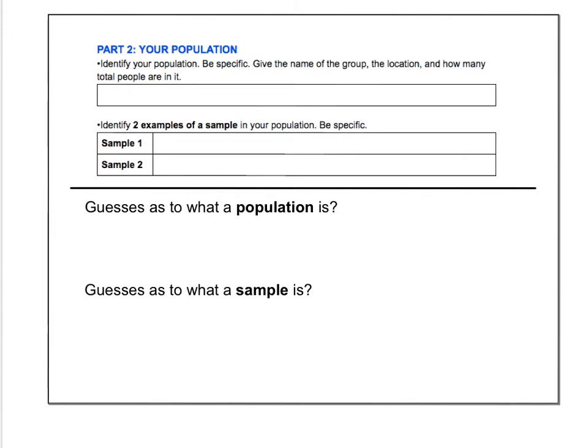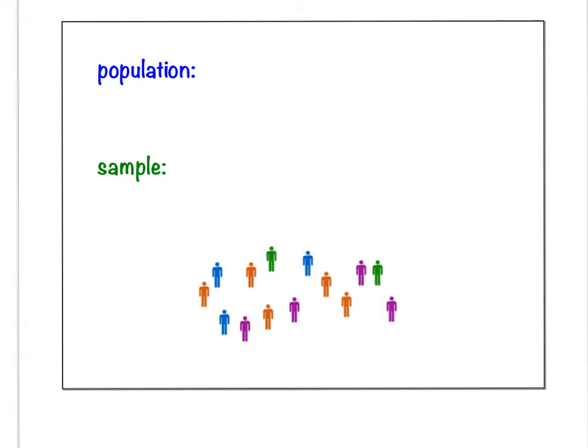If you looked ahead to the next part of your project, you'll notice that it says identify your population and then identify 2 examples of a sample. And as of right now, you might have a guess as to what population is and what a sample is. You might be thinking, well, population is normally the number of people who live somewhere or things like that. And you're right. So on this next slide, we're going to write down 2 specific definitions of population and sample, and I would like you to pause the video after that and copy those down into your notebooks.